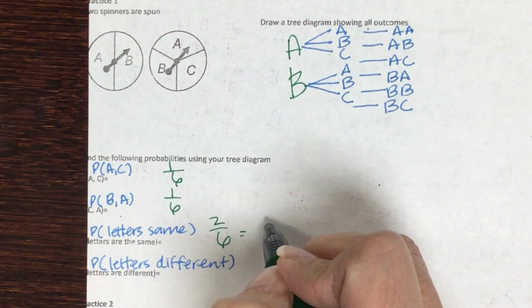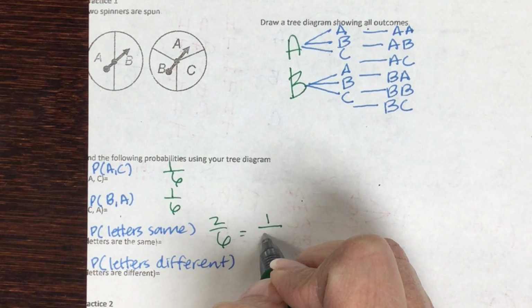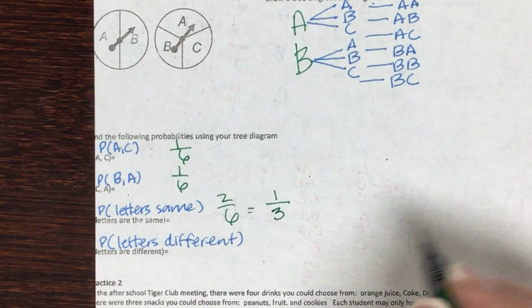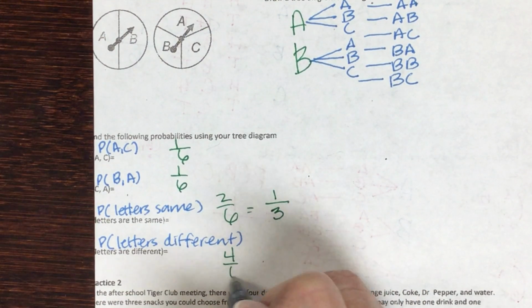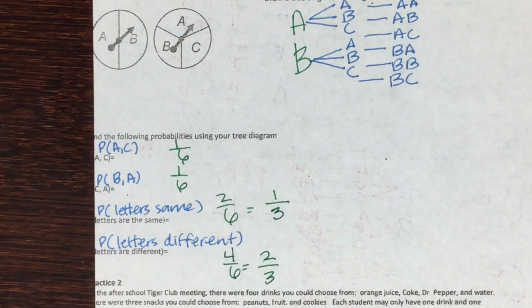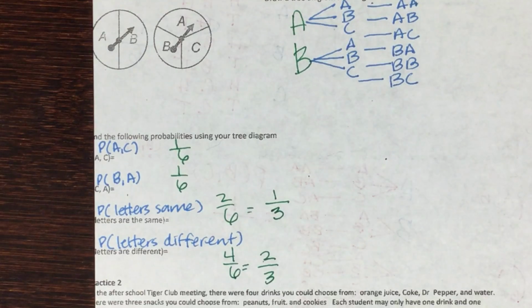Which would be what? 1 half. I mean, 1 third. Perfect. All right, different? 4 out of 6. Yep. Which should be 2 thirds. Perfect. Questions about that? All we did was we went back to our outcomes up here to answer these questions. Okay?